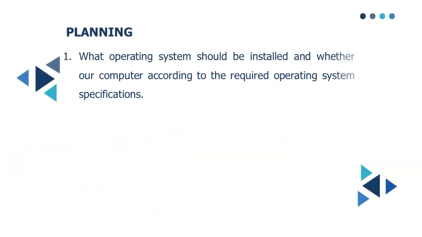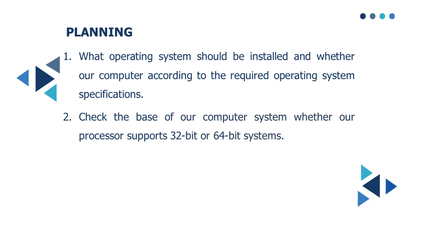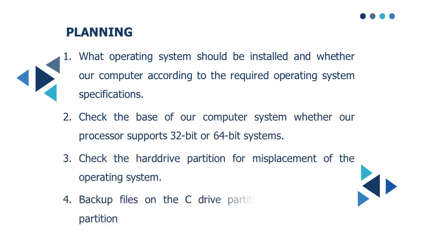In installing Windows, it is necessary for us to plan in advance, so that the results we want are appropriate. First, check the operating system to be installed and the computer specifications. Second, check whether the base of our computer system supports 32-bit or 64-bit systems. Third, check the hard drive partition for misplacement of the operating system. And last, back up the files on the C drive partition to another drive partition.